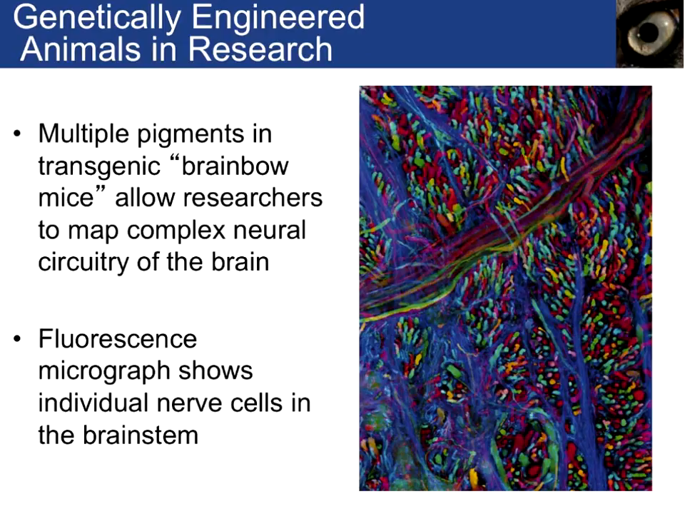This slide shows one example of how genetically engineered animals are useful in research. Mice transgenic for multiple pigments, called rainbow mice, allow researchers to map the complex neural circuitry of the brain. Individual nerve cells in the brainstem of a rainbow mouse are visible in the fluorescence micrograph. The fluorescence that labels each cell allows a researcher to visualize the nerve cells' tracks through the brain.